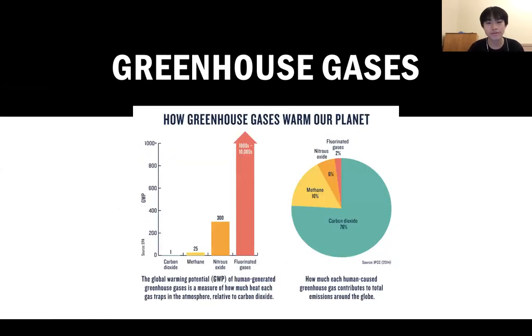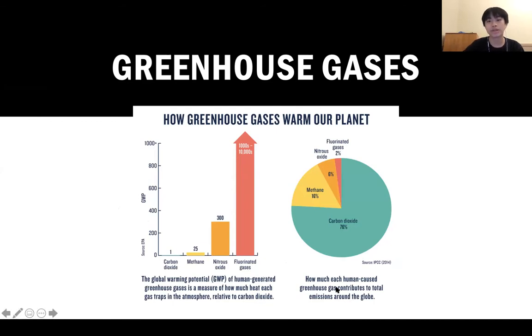So here we have an image about how greenhouse gases warm our planet. It defines the global warming potential, which is a measure of how much heat each gas traps in the atmosphere relative to carbon dioxide. And since we're comparing it to carbon dioxide, the GWP of carbon dioxide is 1. And we see that methane, nitrous oxide, and fluorinated gases have a larger impact on the Earth's atmosphere than carbon dioxide.